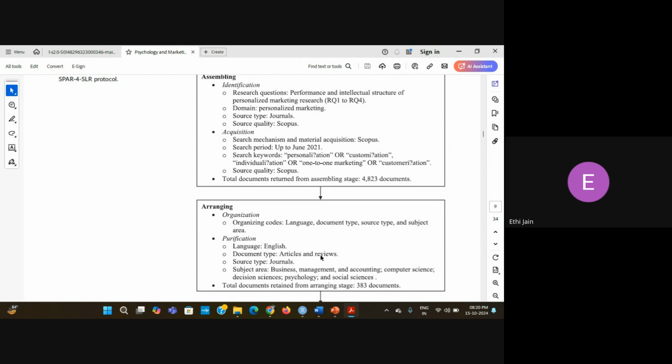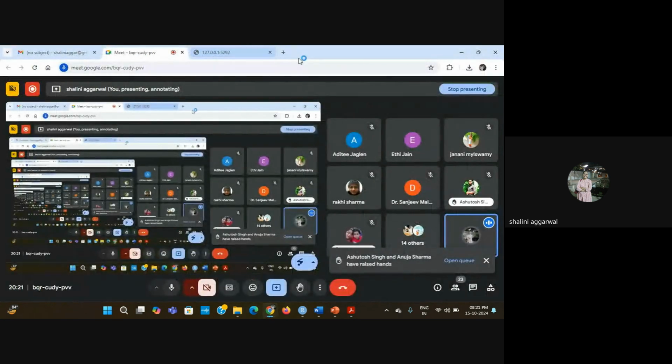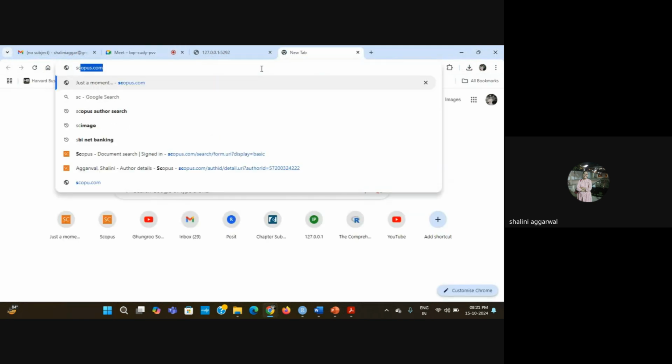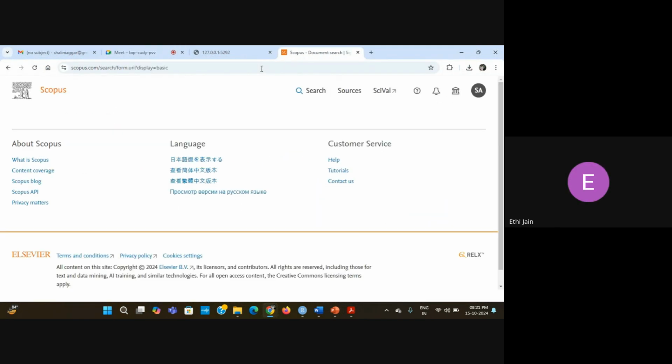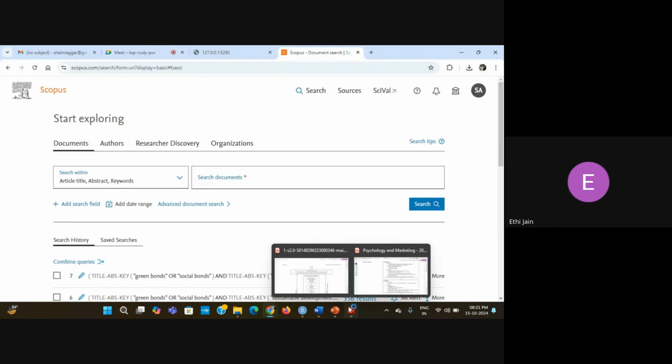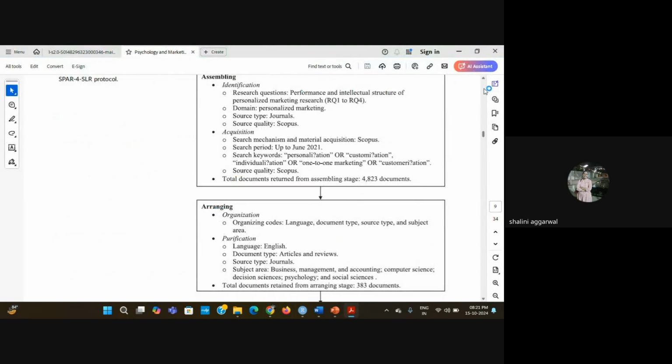They divided assembling into parts, like identification, acquisition. Yes. This is what I'm trying to tell you. It depends on you how you make any changes in your paper as well. It is not mandatory that you have to follow all this straight away. Here they have elaborated everything: stream, subject area, business management, accounting, taken from Scopus. Look at this. Let me show you the Scopus database. But again, they have written identification, arranging, so where are these words coming from? I mean, these are the parts of research methodology.